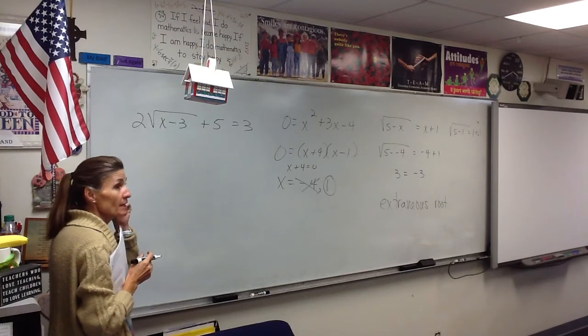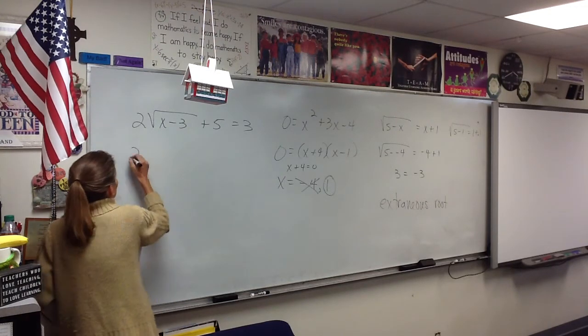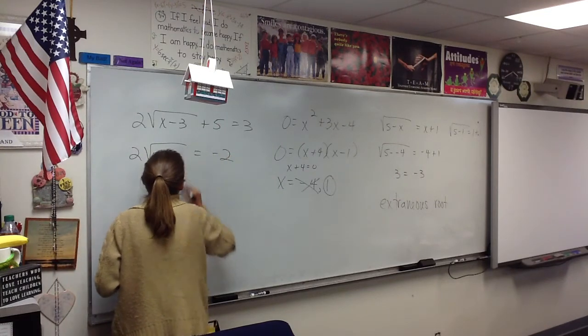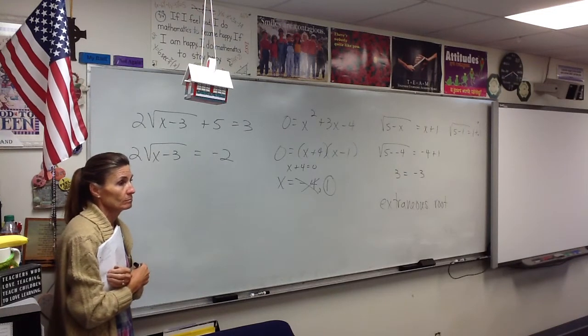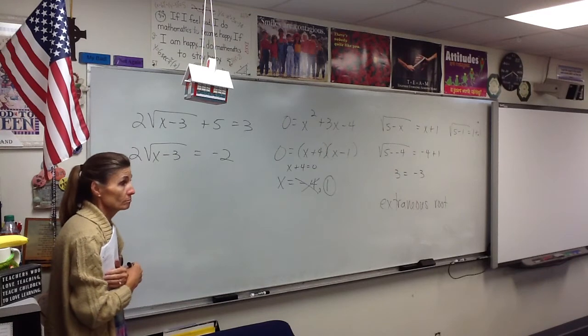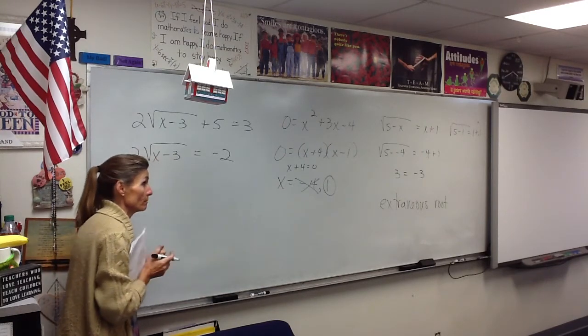We should definitely move the 5 over. All right, now what? Square both sides. Now, in this one, I'm going to give you an option.